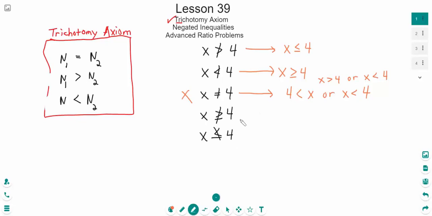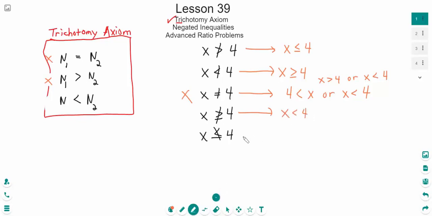All right, moving down to the next one. So this is x is not greater than or equal to 4. Now that's an interesting one because it eliminates two possibilities, doesn't it? It's not greater than, and it's also not equal to. So that means it eliminates this one and this one. And that leaves us with just the less than 4. So therefore, we could rewrite this as x has to be less than 4.